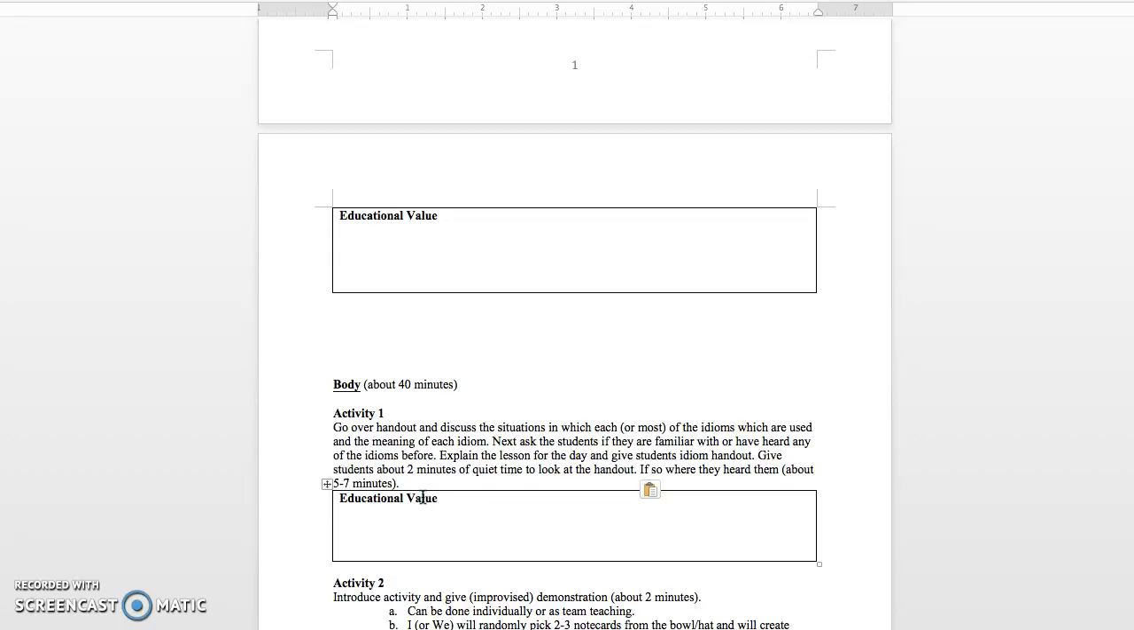The activity is communicative because the instructor asks the students for any idioms that they are familiar with or have heard before, and this ties the subject into real world application.